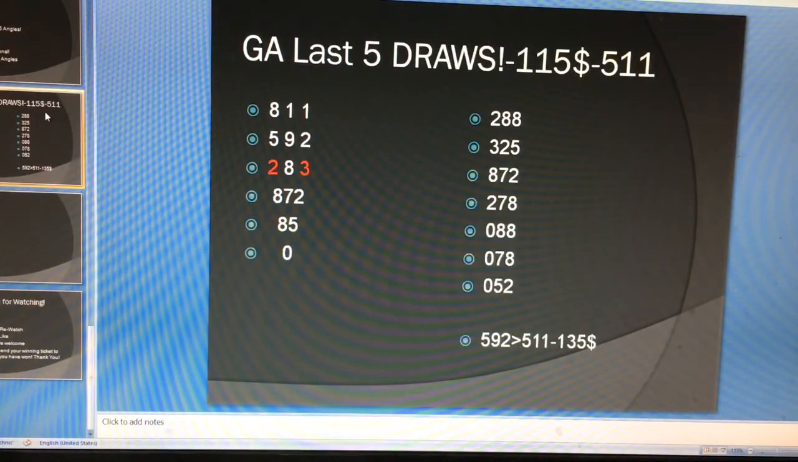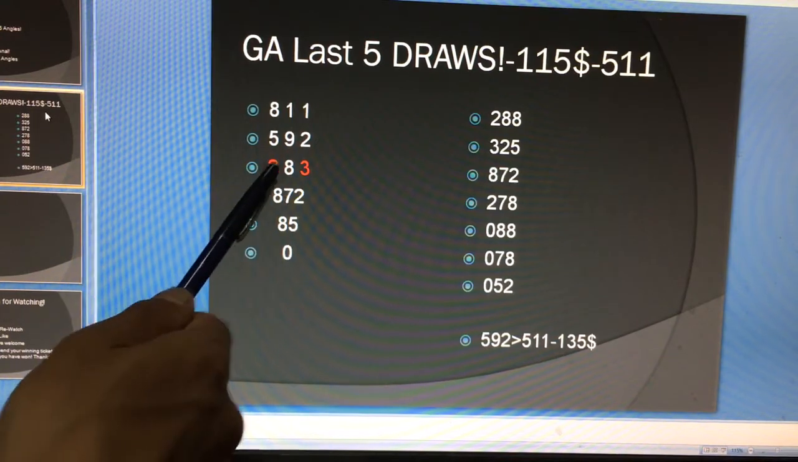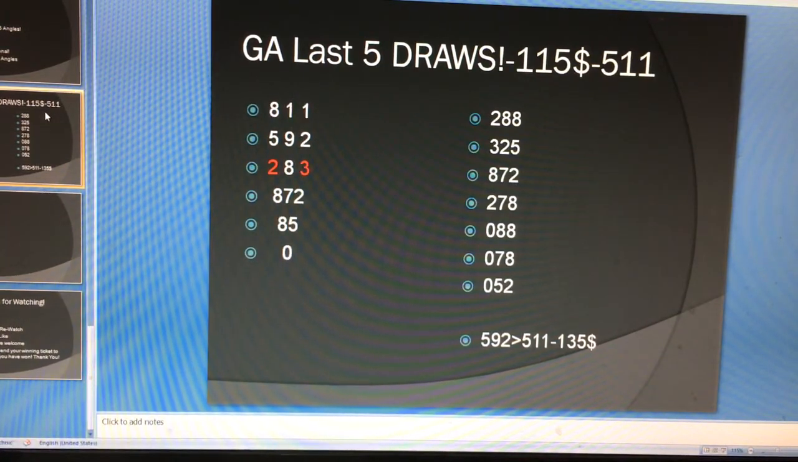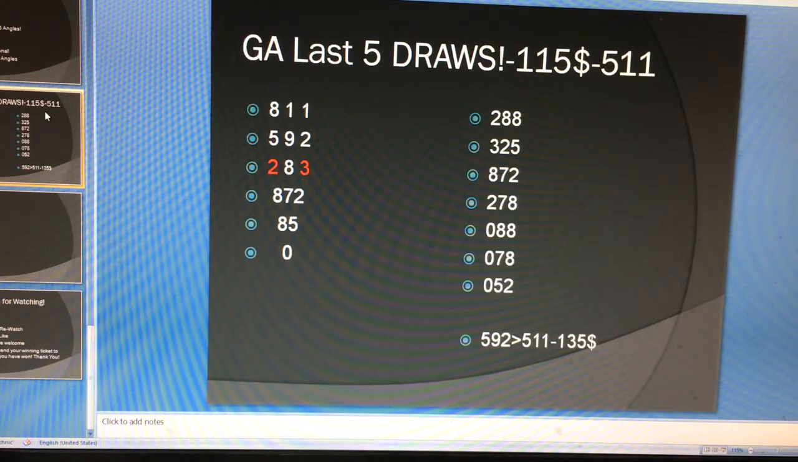And let's look at the draw again. Remember, the 0 can only be played as back pair, not a front pair. So that means this 2 and this 3 will only get you a back pair also. So the back pair will hit more than front pair with the Pentagon method.